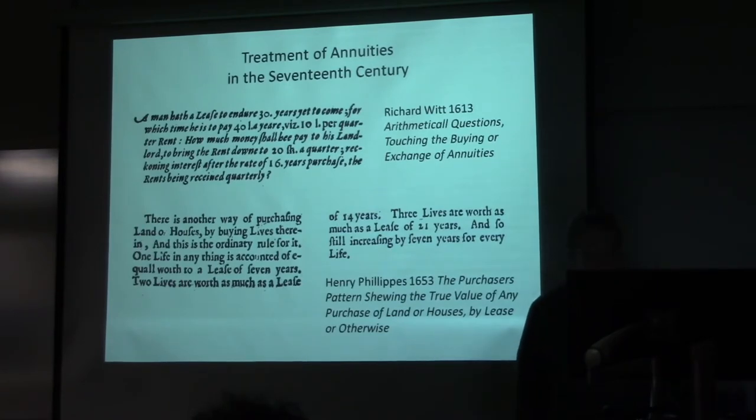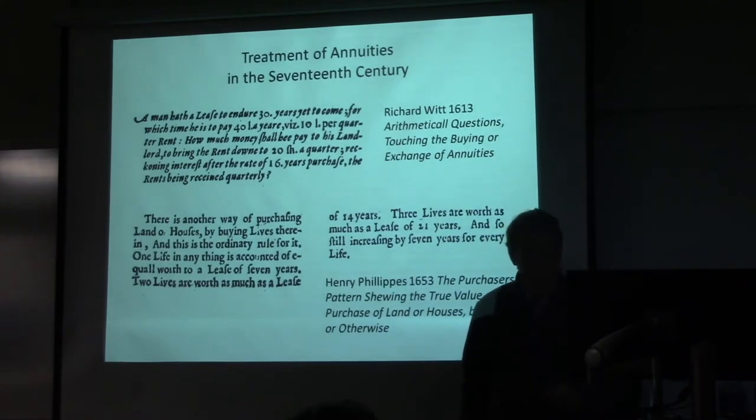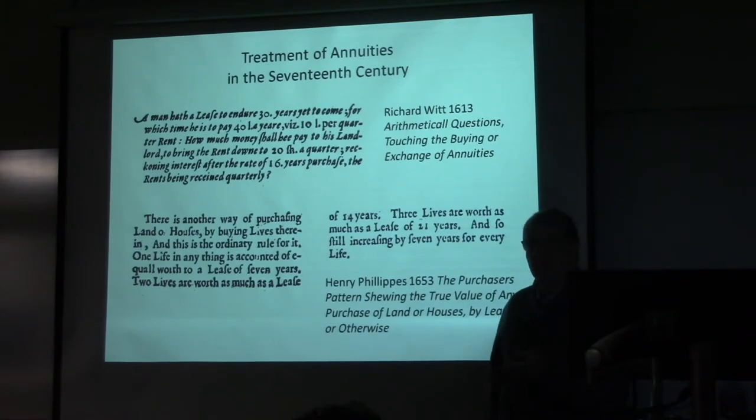Then again, in the middle of the 17th century, we have another guy, Henry Phillips, writing, there is another way of purchasing land or houses, by buying leases therein, and this is the ordinary rule for it. One life is accounted for equal worth to a lease of 7 years. Two lives are worth as much as a lease of 14. Three lives are worth as much as a lease of 21, and so on. So instead of being able to calculate the value of a life annuity, which is an amount coming in regularly until death, they have equated one life as an annuity of length 7 years, three lives as an annuity of length 21 years, and that's the way leases on lives were calculated throughout the 17th and 18th centuries.